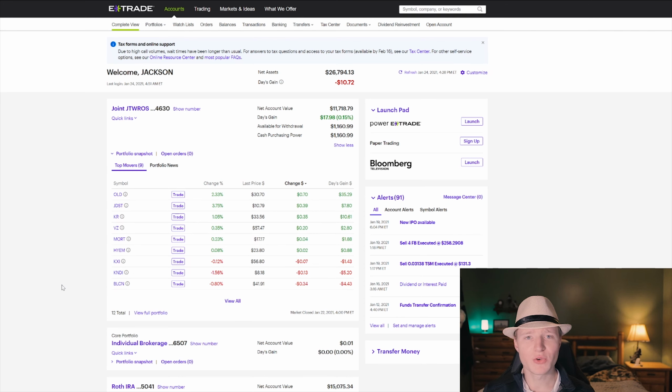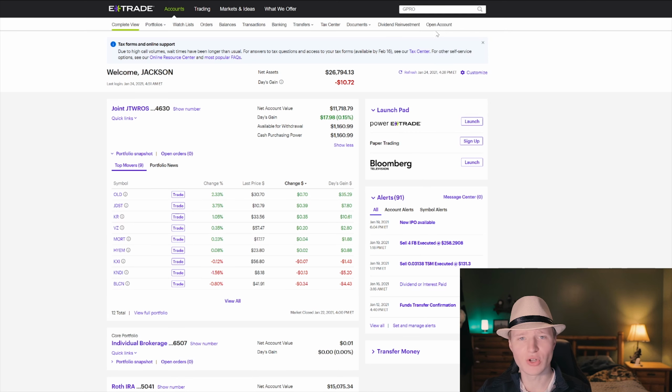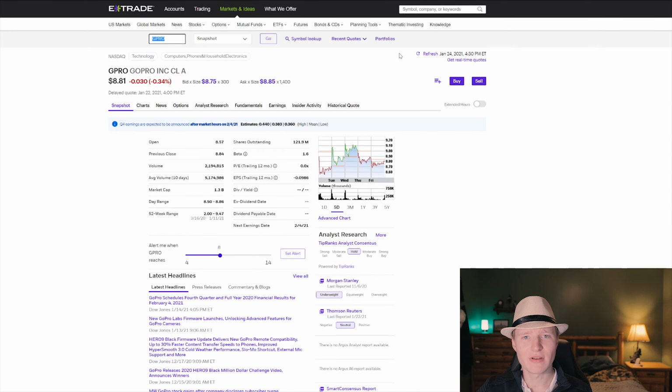The first thing you want to do when you want to buy a stock is come up here to the top and type in the ticker name. So I'm going to use GOPRO for this example. Now that we have the stock loaded, we can see the charts here. We can see all of the data here.